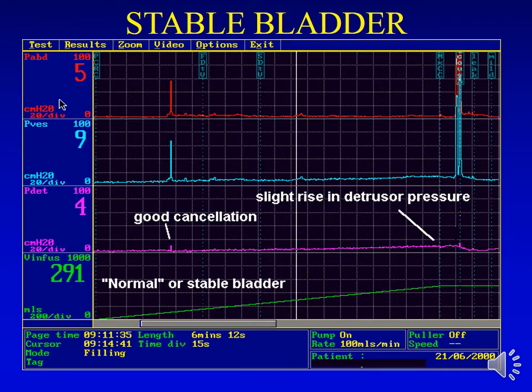Okay, this is in the filling phase of the urodynamic study, or the filling cystometry. We can see here there's hardly any rise in the detrusor pressure when the bladder is being filled. This is known as a stable, compliant bladder.